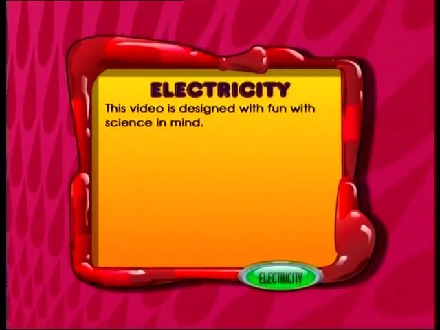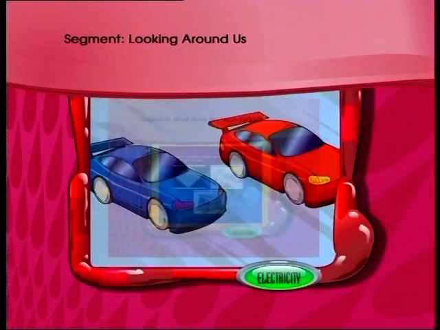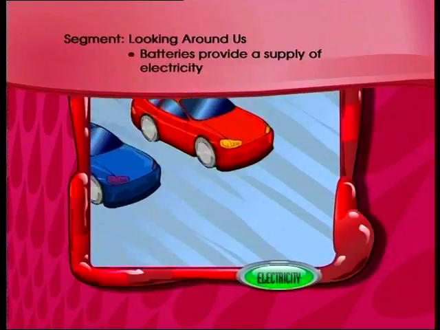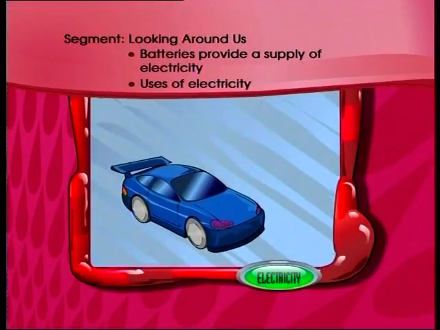This video is designed with fun with science in mind. You will have a fun time watching the segment and enhancing your knowledge on the concepts you have learned in school. In segment Looking Around Us, we will learn batteries provide a supply of electricity. Uses of electricity.